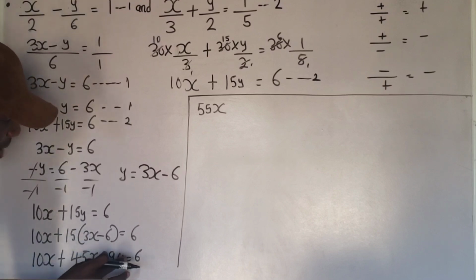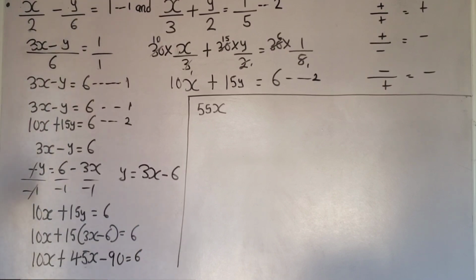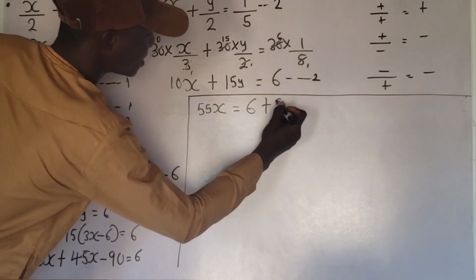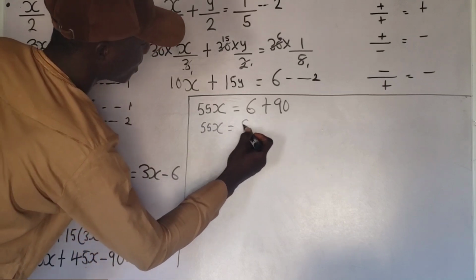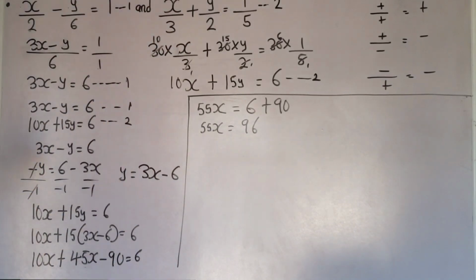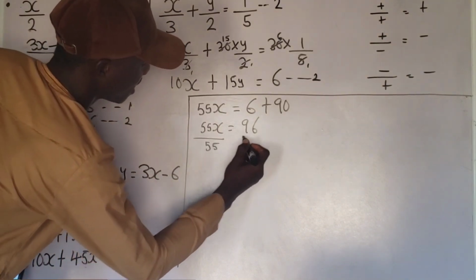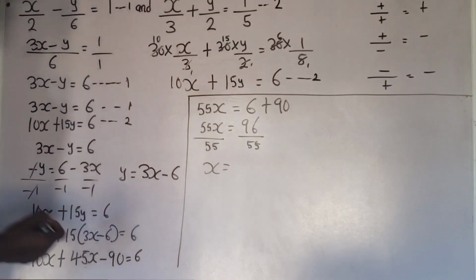I'm going to move this negative 90 to the other side of the equation. Do you understand? So I'm going to have 55x is equal to 6 plus 90. Okay, 55x is equal to 96. Do you understand? Now I'm going to divide both sides by 55 to get the value of x. So this will be this over 55 and this over 55. The value of x now will be 96 divided by 55.